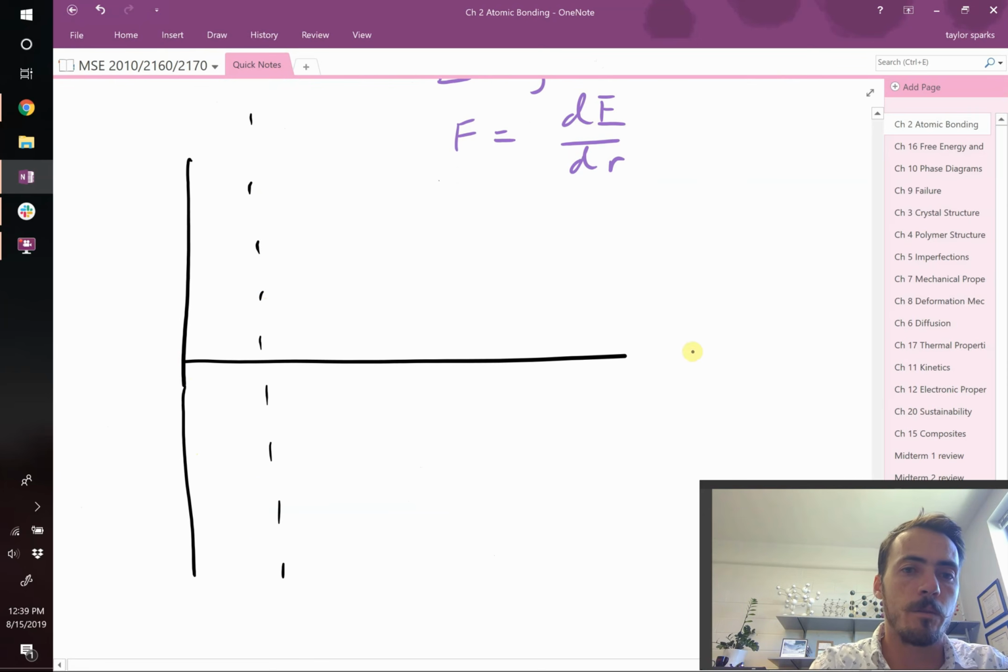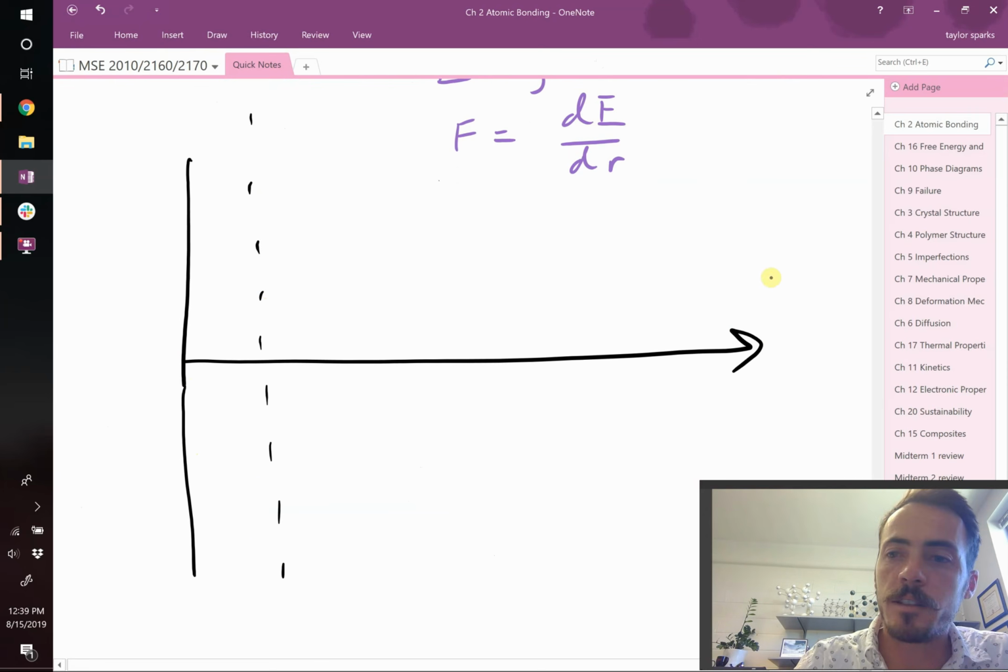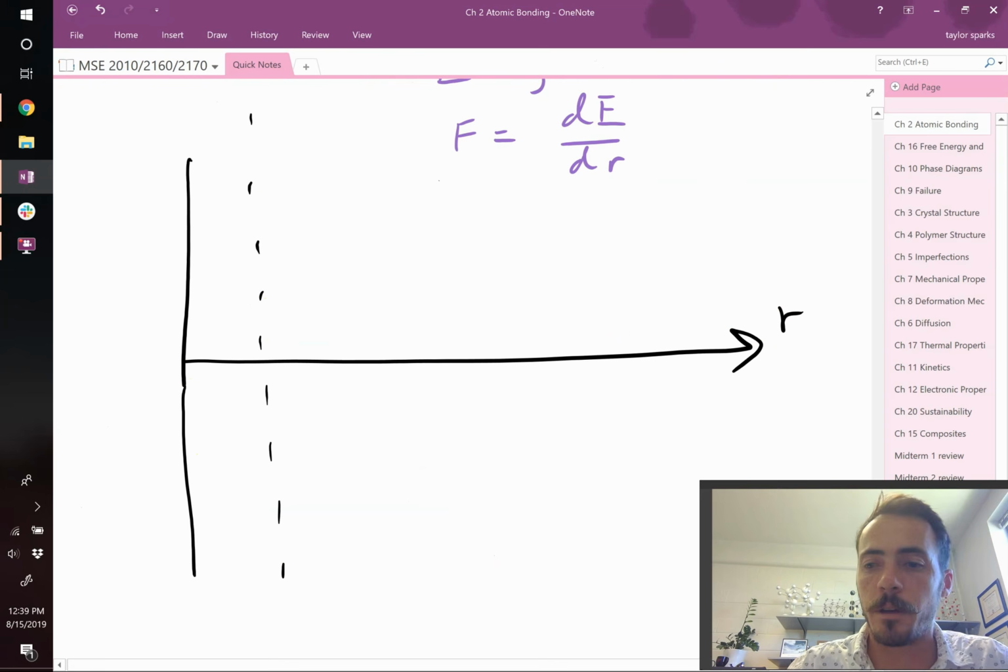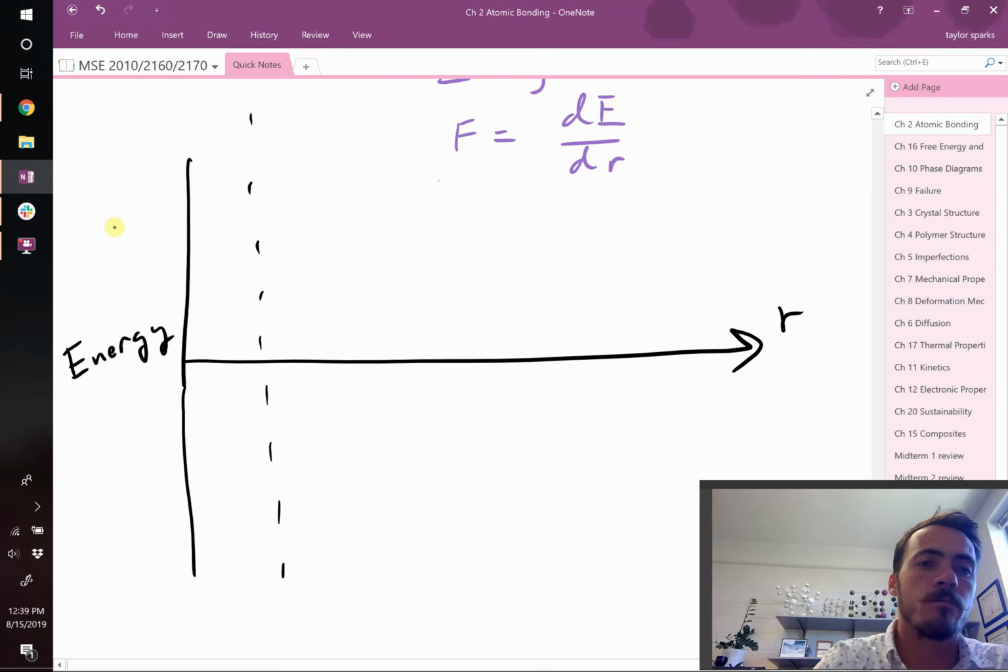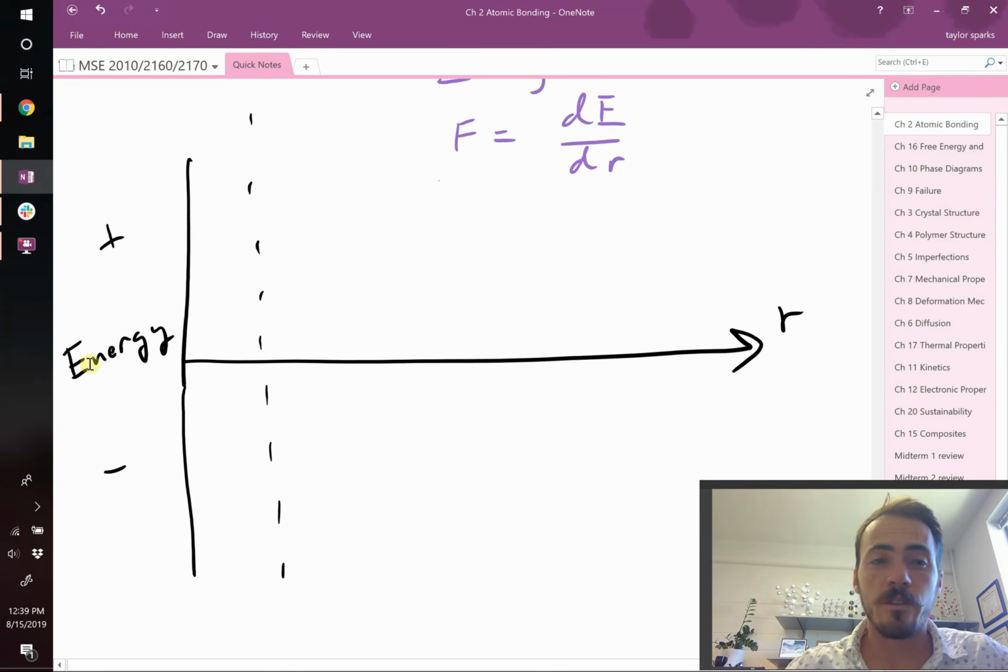That's our point of equilibrium. So the x-axis is still the same. That's still our interatomic separation distance. But this time our y-axis represents energy. Where you've got positive and negative energy. Or in other words, this is higher energy, which is not desired, and this is lower energy, which is desired, right? Things can lower their energy, they're going to do it.